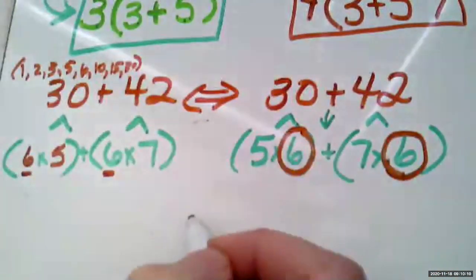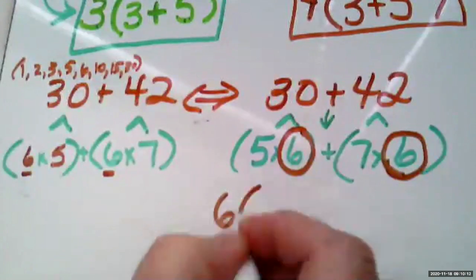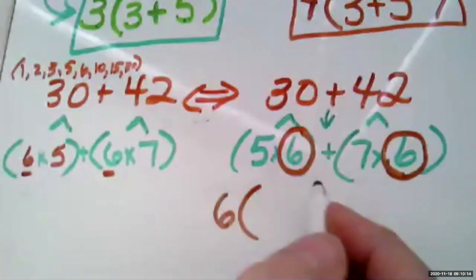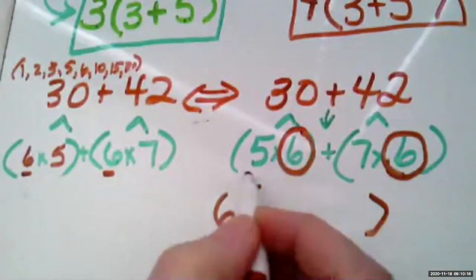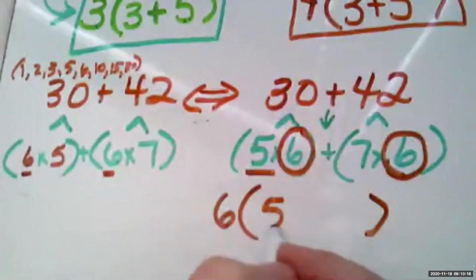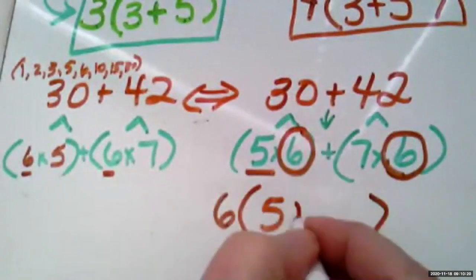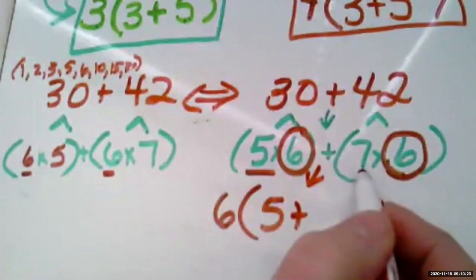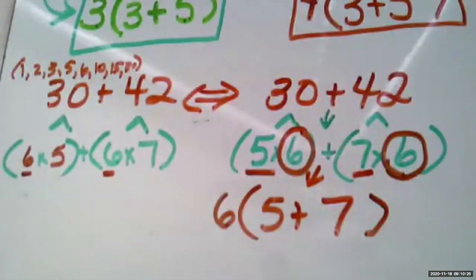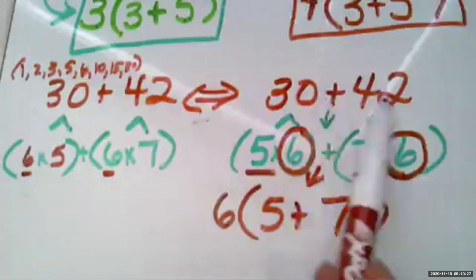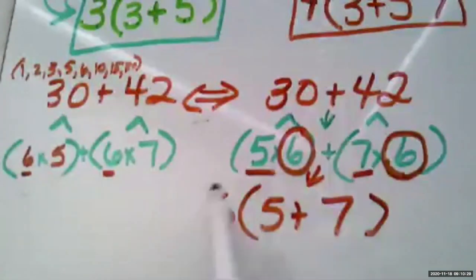So we're going to distribute that outside of the parentheses. In other words, take it out. That's something they have in common. And then you bring down the rest. I have a 5 left from the 30 and the plus sign. Don't forget the plus sign. And I have a 7 left from the 42. So 30 plus 42 written as the distributive property is 6 times 5 plus 7.